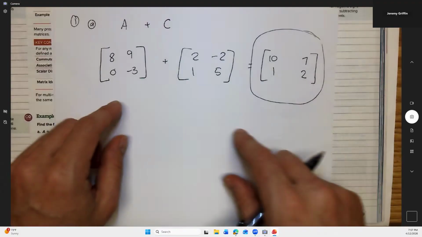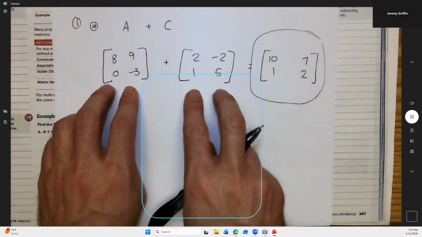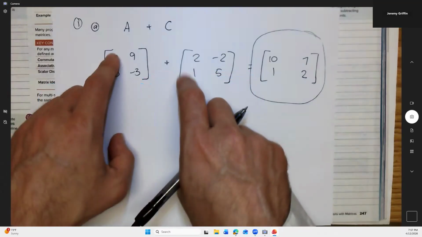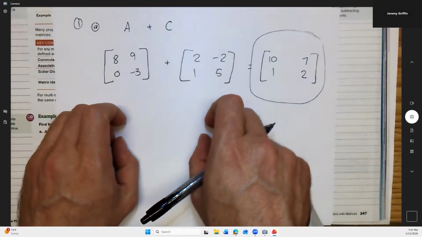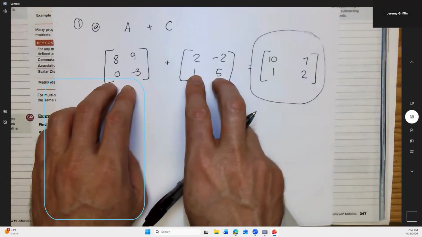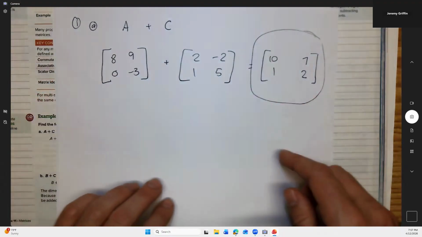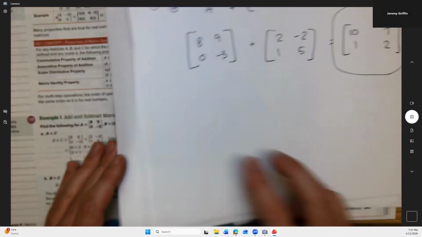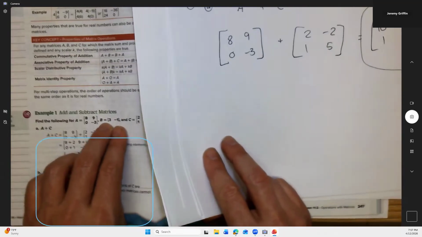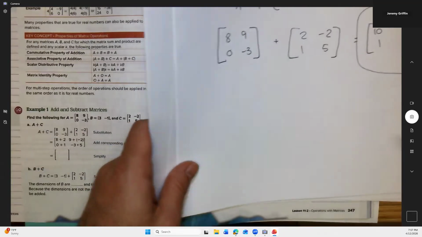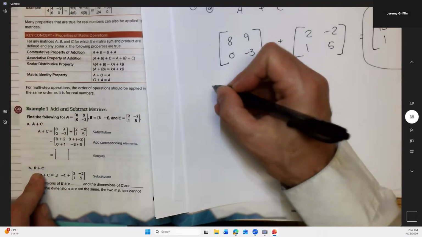Notice that to add two matrices together, they do have to have similar dimensions. These are each 2 by 2 matrices, so a 2 by 2 and a 2 by 2 you can add together. Or a 2 by 3 and a 2 by 3 would also be okay. But matrix B is a 1 by 2 matrix, so I don't think you can add B to anything. That's probably what they're getting at.